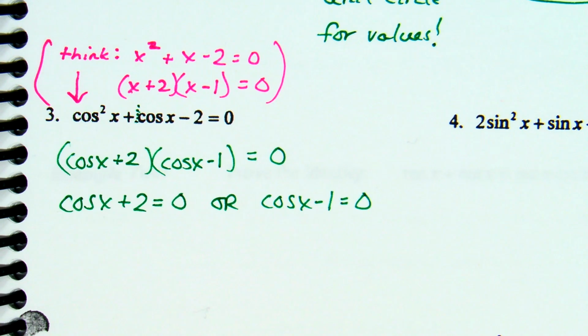And which, by the way, when does cosine equal 1? I forgot to go back to this graph. When does cosine equal 1? Right here at 0, yes? Okay, number 4. Here we go. Two sine squared x plus sine x minus 1 equals 0.